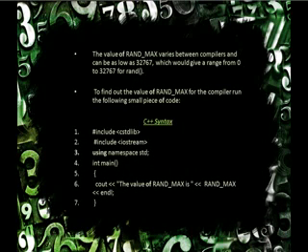The value of RAND_MAX. The value of RAND_MAX varies between compilers and can be as low as 32,767, which would give a range from 0 to 32,767 for rand. To find out the value of RAND_MAX for the compiler you are running, the following small piece of code can be used.